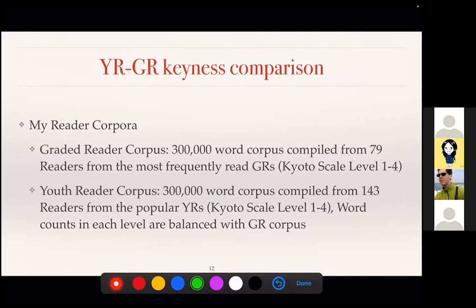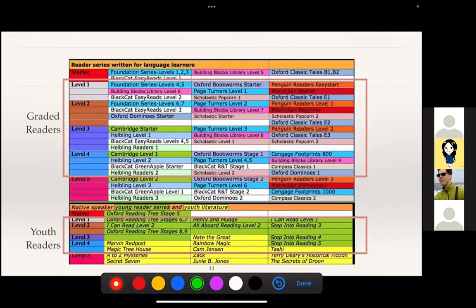And the level is 1 to 4. I'll show the level charts. The youth reader corpus is compiled so that we can compare it with the graded readers. So it has the same size and it contains the same level of readers. So these are the list.